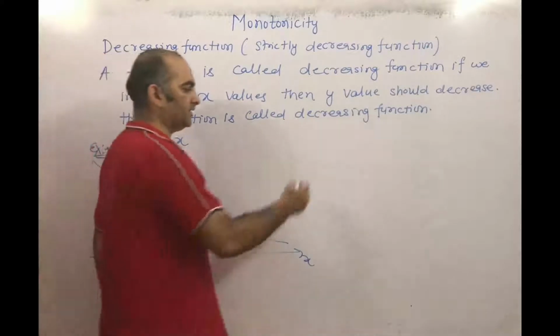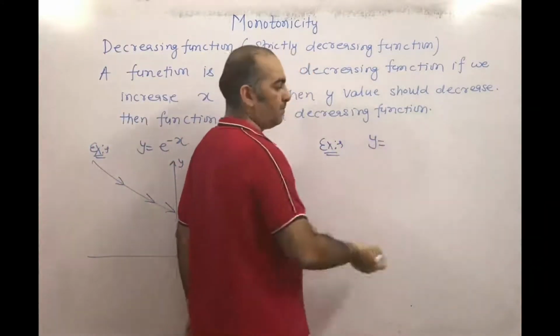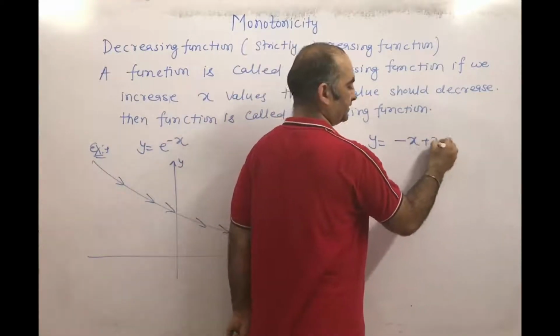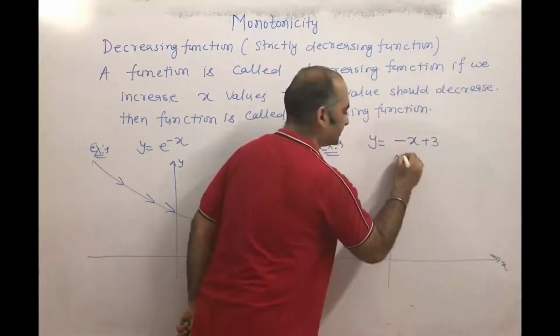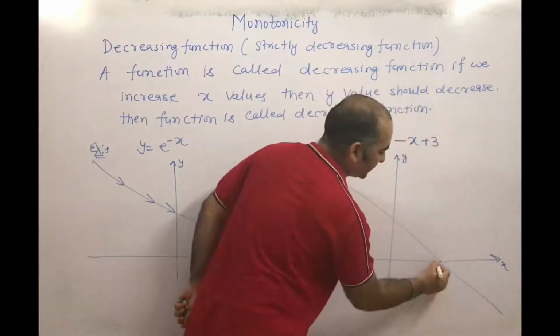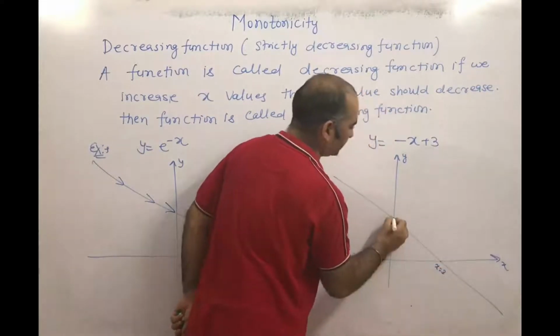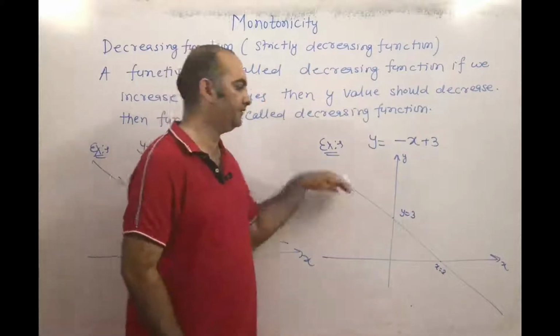Okay. Next example is y equal to minus x plus 3. So what is the graph of this one? This is the x axis, this is the y axis. So the graph of y equal to minus x plus 3 will come like this. So this is x equal to 3, and this is y equal to 3. So this is a strictly decreasing function.